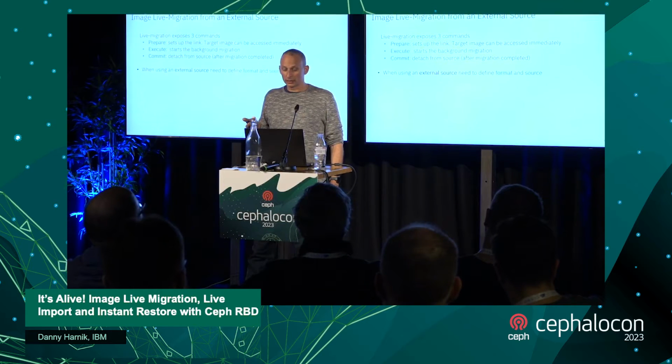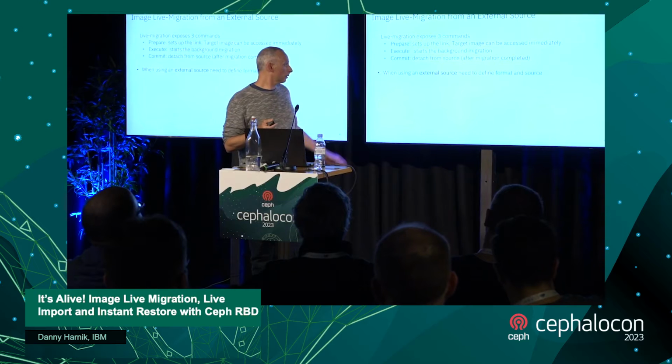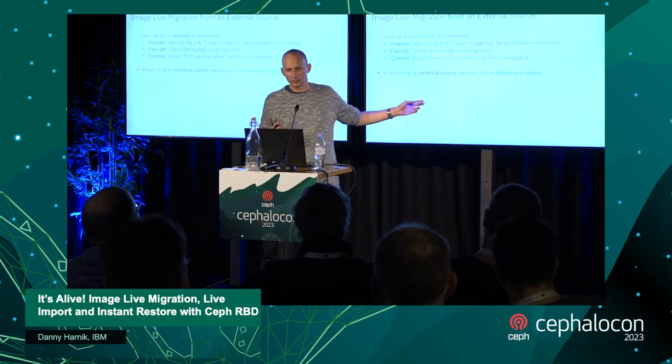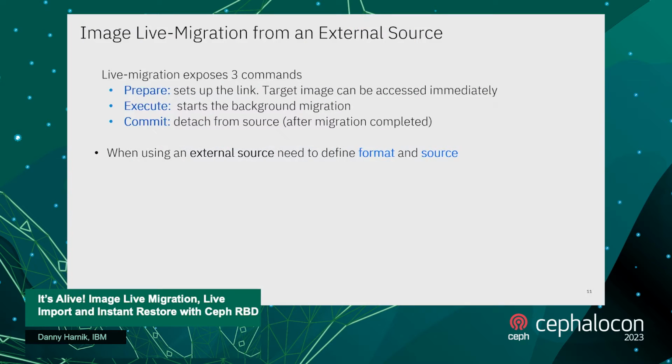How does it work with an external source? So here, two parameters were added, which are crucial. One is format, and the other is source. For format, you have basically 2 options today. One is raw, and the other is QEMU. And QEMU has limited support, so I'll get back to that.